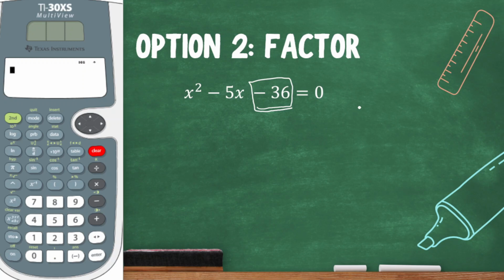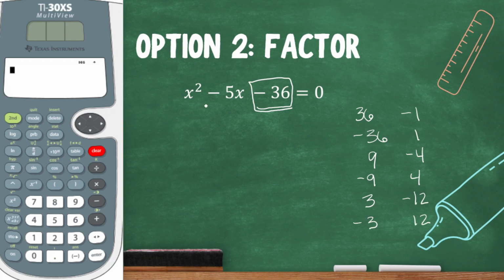So to make -36, I could do 36 times -1. I could do -36 times 1. I could do 9 times -4. I could do -9 times 4. I could do 3 times -12, or -3 times 12.